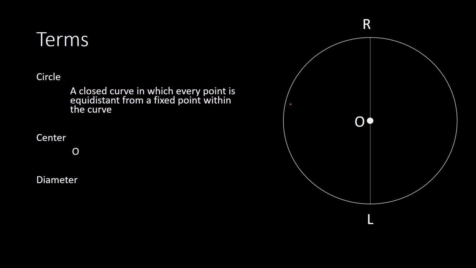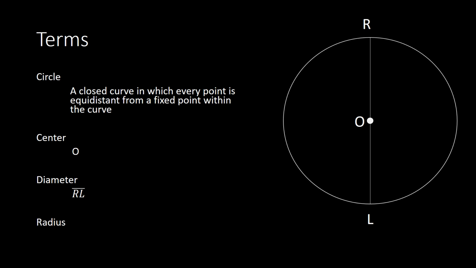So the diameter is the segment from R to L. So we call that segment RL. By the way, take note of the segment symbol above it. So it's a segment and not a line, because a segment comes to an end, whereas a line keeps going forever and ever. And the next term we have is a radius.